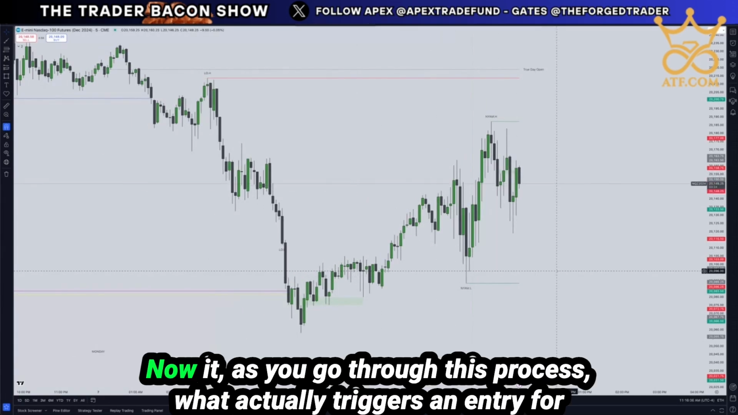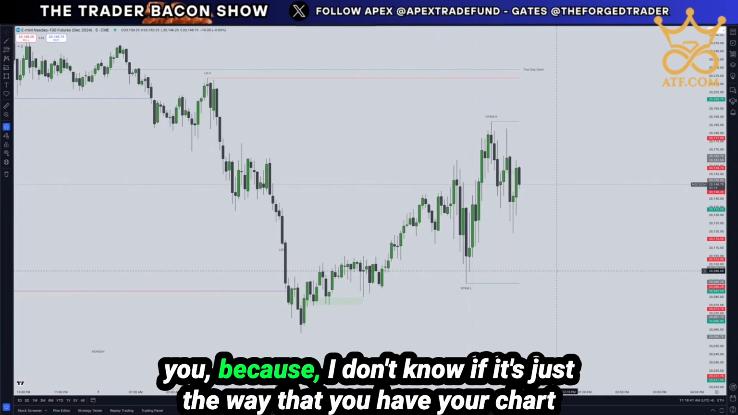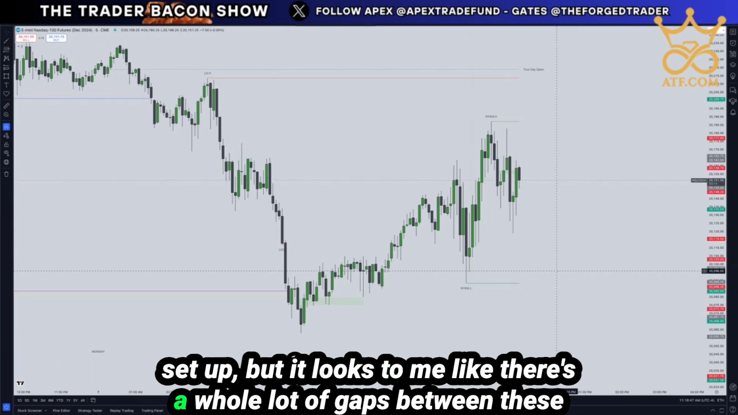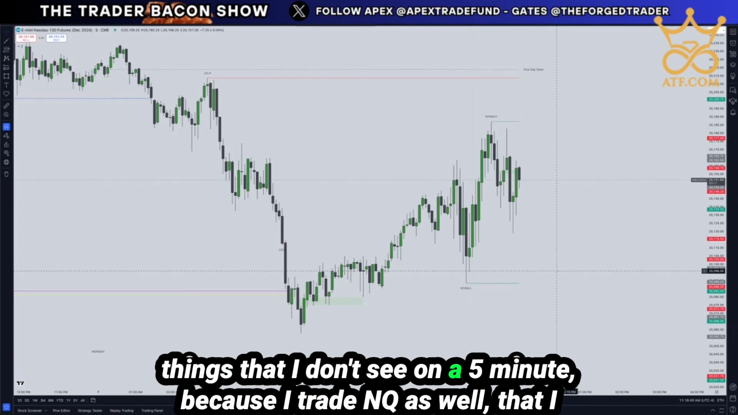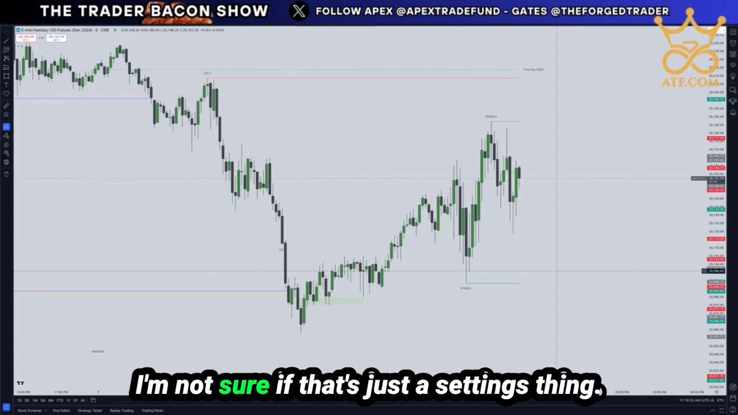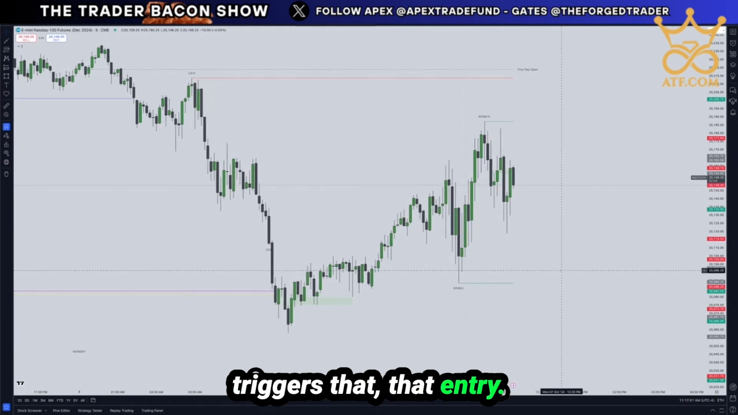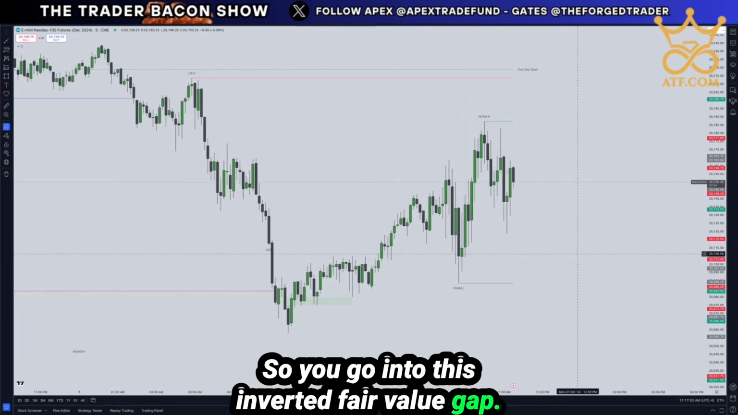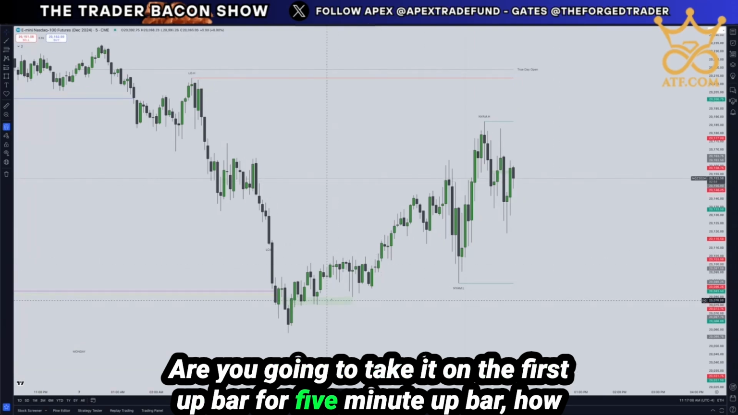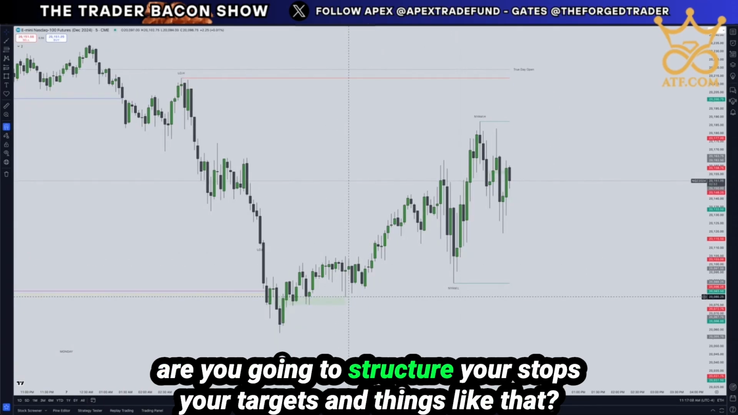Gotcha. Now, as you go through this process, what actually triggers an entry for you? I don't know if it's just the way that you have your chart set up, but it looks to me like there's a whole lot of gaps between these things that I don't see on a 5-minute NQ chart, because I trade NQ as well. I'm not sure if that's just a settings thing, but what actually triggers that entry? So you go into this inverted fair value gap. Are you going to take it on the first up bar, first 5-minute up bar? How are you going to structure your stops, your targets, and things like that?